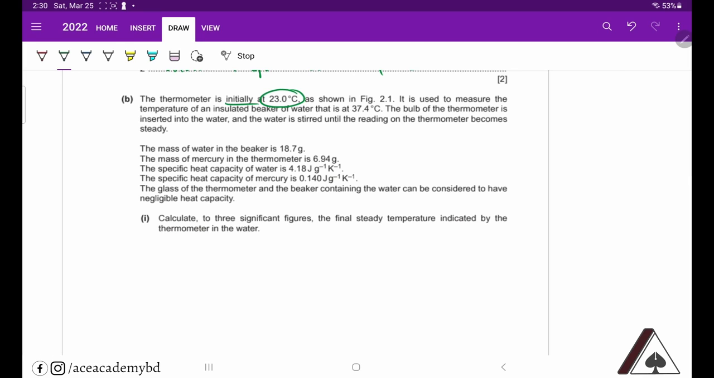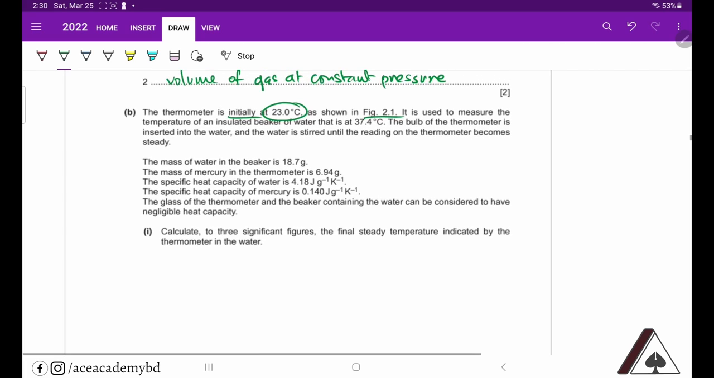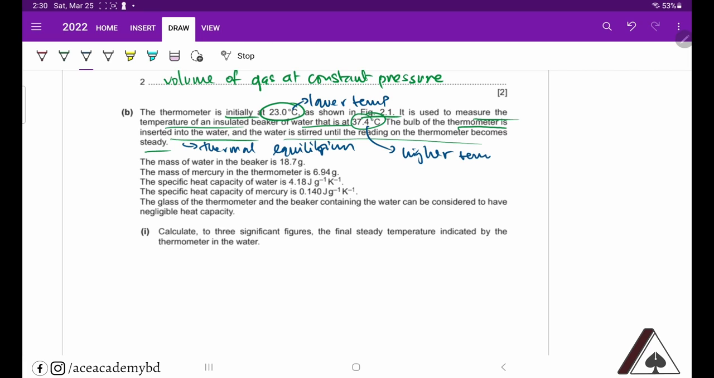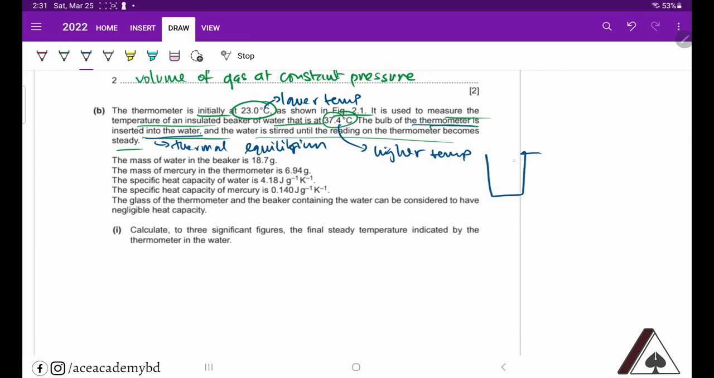Okay, anyway, so moving on to the next part. The thermometer is initially at 23 degrees Celsius, as shown in figure 2.1. It is used to measure the temperature of an insulated beaker of water at 37.4 degrees Celsius. The bulb of the thermometer is inserted into the water and the water is stirred until the reading of the thermometer becomes steady. So basically, from this scenario, we can understand that they're talking about thermal equilibrium. Because one is at a lower temperature and this one is at a higher temperature. So basically the bulb of the thermometer is inserted into the water. For example, we can imagine this scenario as there is water, and initially the thermometer reading is 23 degrees Celsius.